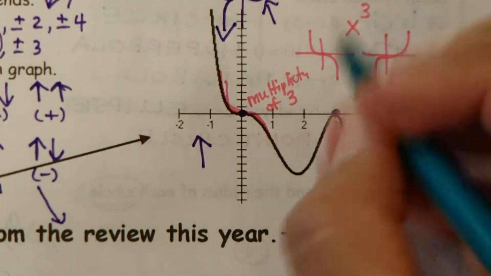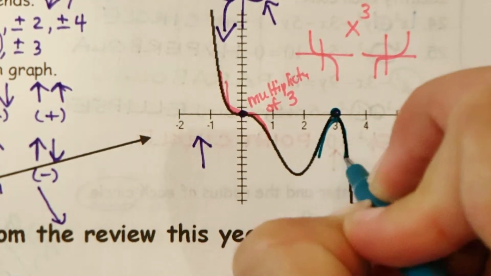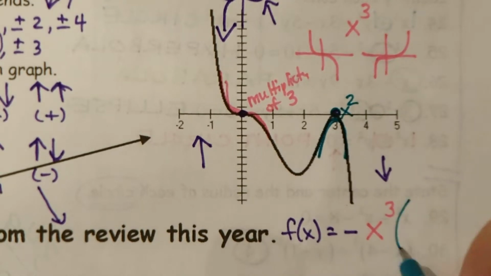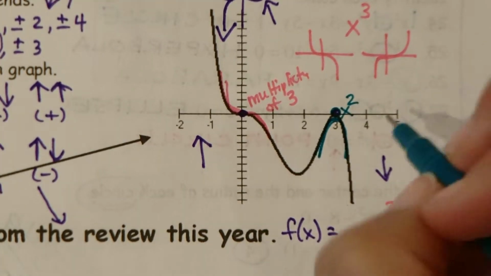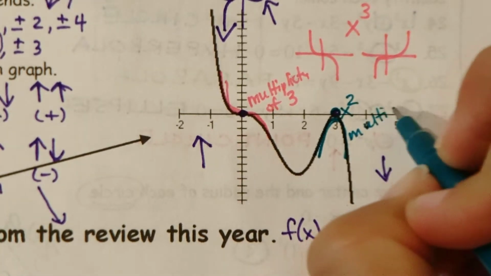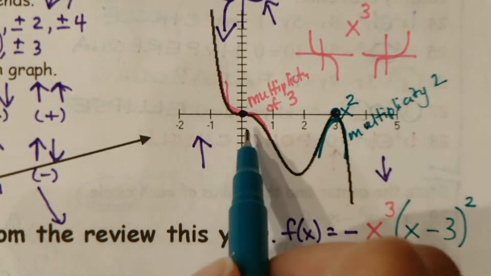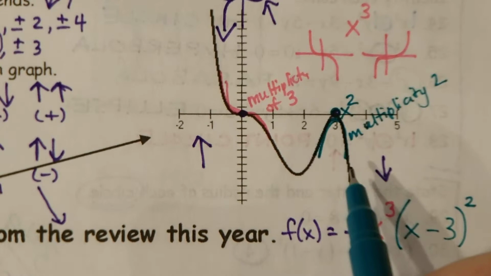Okay, here at 3, what shape does this look like? This is a parabola. Parabolas are squared, or x squared, I should say. So we're going to show that by saying the root x equals 3, so that's going to be x minus 3, with a power of 2 on that. This one has a multiplicity of 2. The other one had a multiplicity of 3 because it's shaped like a cubed graph. This one has a multiplicity of 2. It's shaped like a squared graph, a parabola.